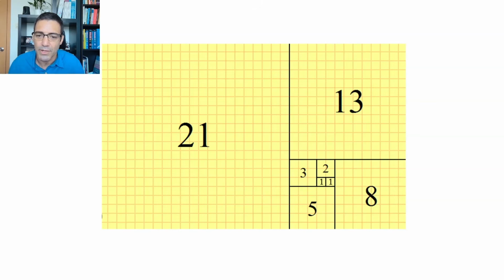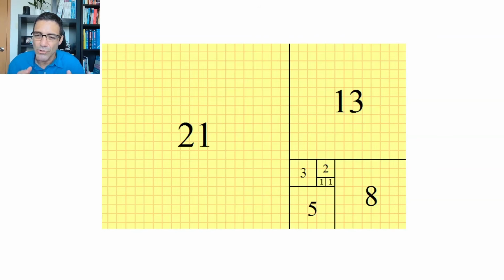What's really cool about this sequence is that as you go to bigger and bigger numbers and you divide one number by the previous one, you get very close to the golden ratio. So if you do 2 divided by 1, you get 2. If you do 3 divided by 2, you get 1.5. If you do 5 divided by 3, you get 1.6 recurring. If you do 8 divided by 5, you get 1.6.